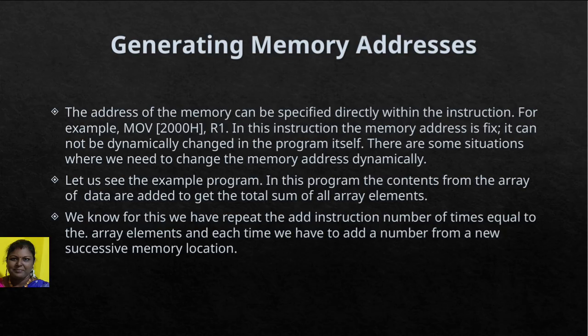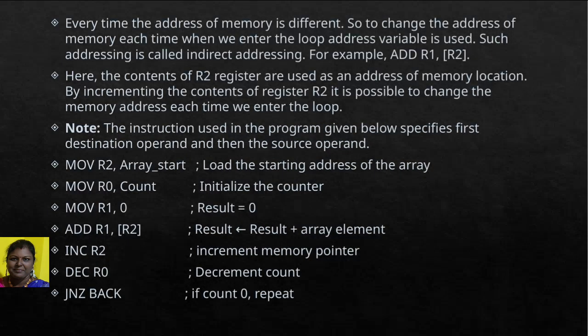Let's talk about indirect addressing, a way to change the memory address each time we enter a loop. Instead of using a fixed address, we use a register that holds the address, like R2 in this example. By incrementing R2, we move through different memory locations step by step. The instruction ADD R1, R2 adds the value at the address in R2 to R1. This technique lets us process arrays efficiently, updating the pointer and counter as we go.